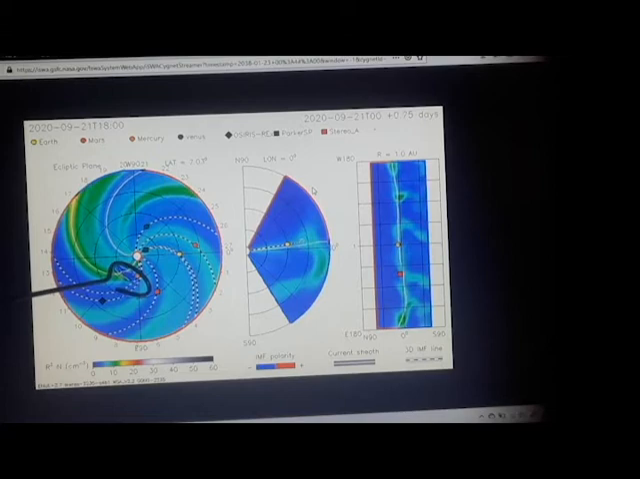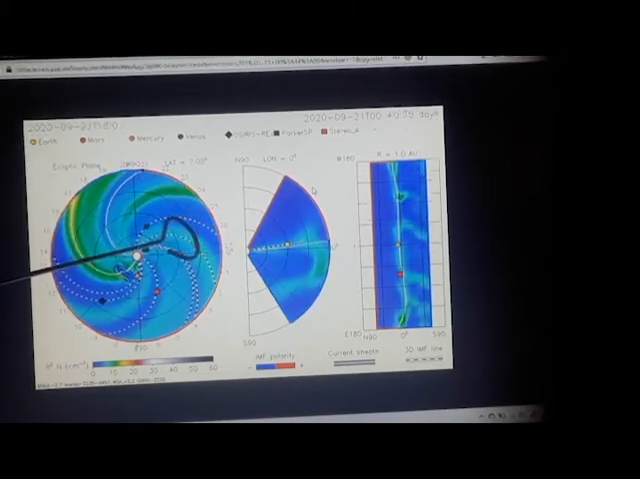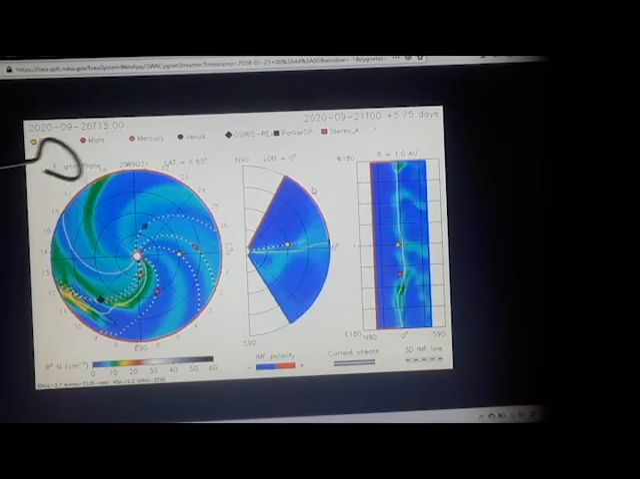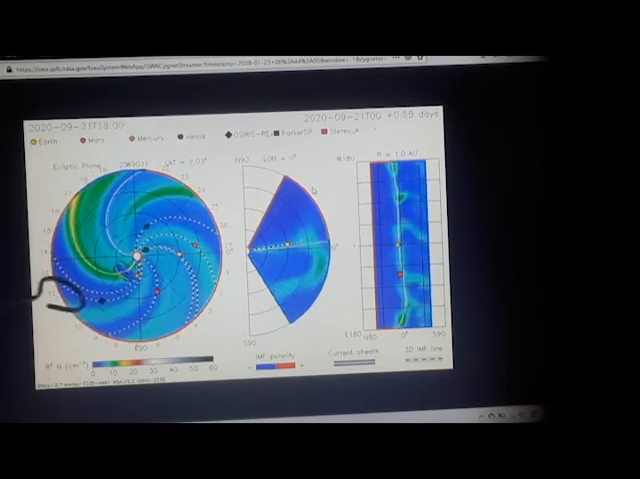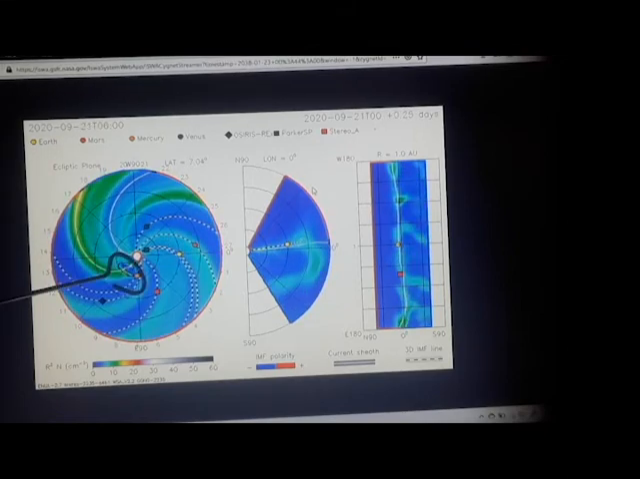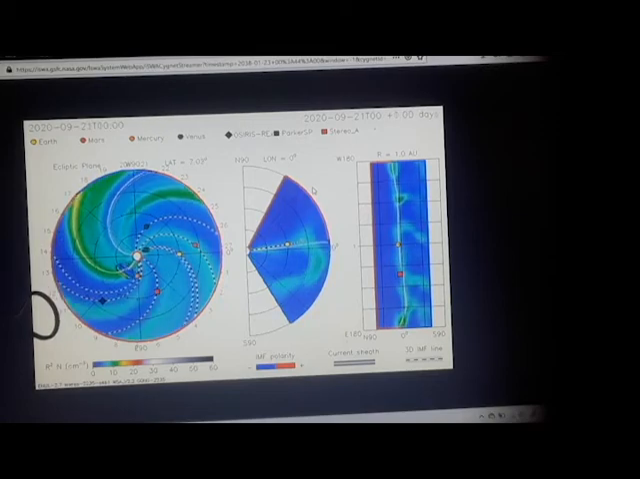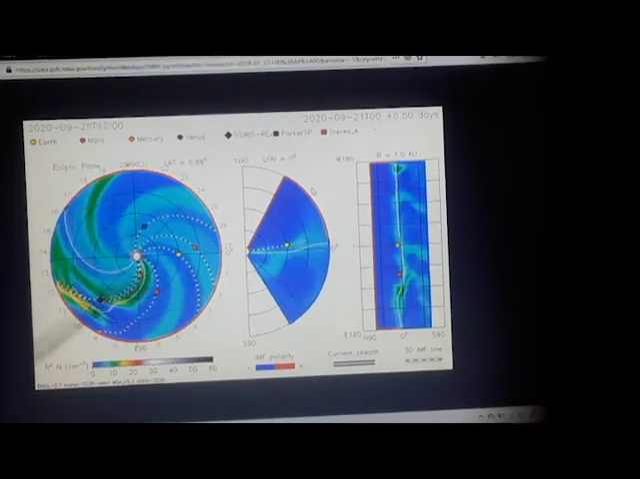Mercury is orange. And then Mars, red. Venus is green, somewhere in here. Yeah, that's green, I guess. Then the square is Parker. I don't know. All right.